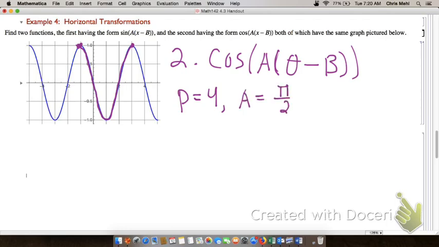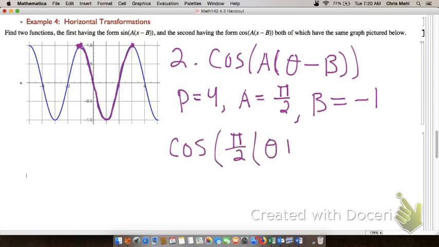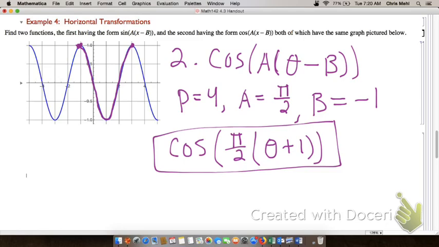Now you'll notice the period is still 4, and just like in the previous problem, that's going to give us that a equals pi/2. Okay, and then this time, if you look at the graph, cosine usually starts at its maximum value of +1 and decreases at 0. This time we started at the maximum value of +1 at -1. So the phase shift was 1 unit to the left, so b is going to equal -1, and the function that works is cosine of pi over 2 times the quantity theta plus 1. Okay, so viewing this graph as a transformation of cosine, the form would be cosine of pi over 2 times the quantity theta plus 1.